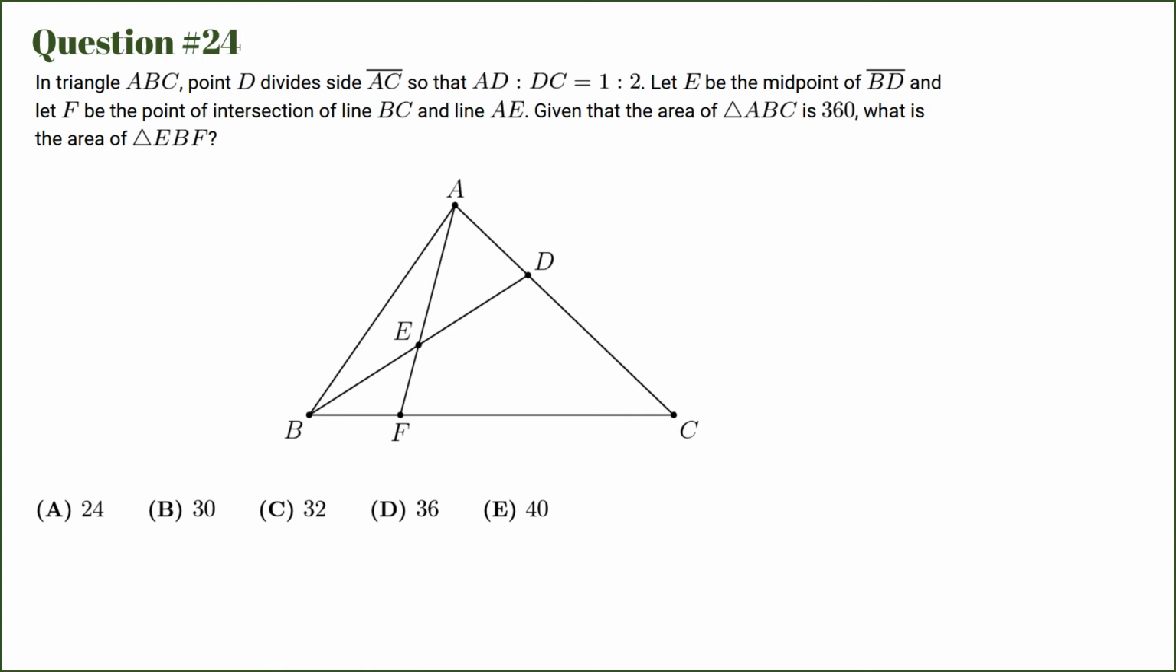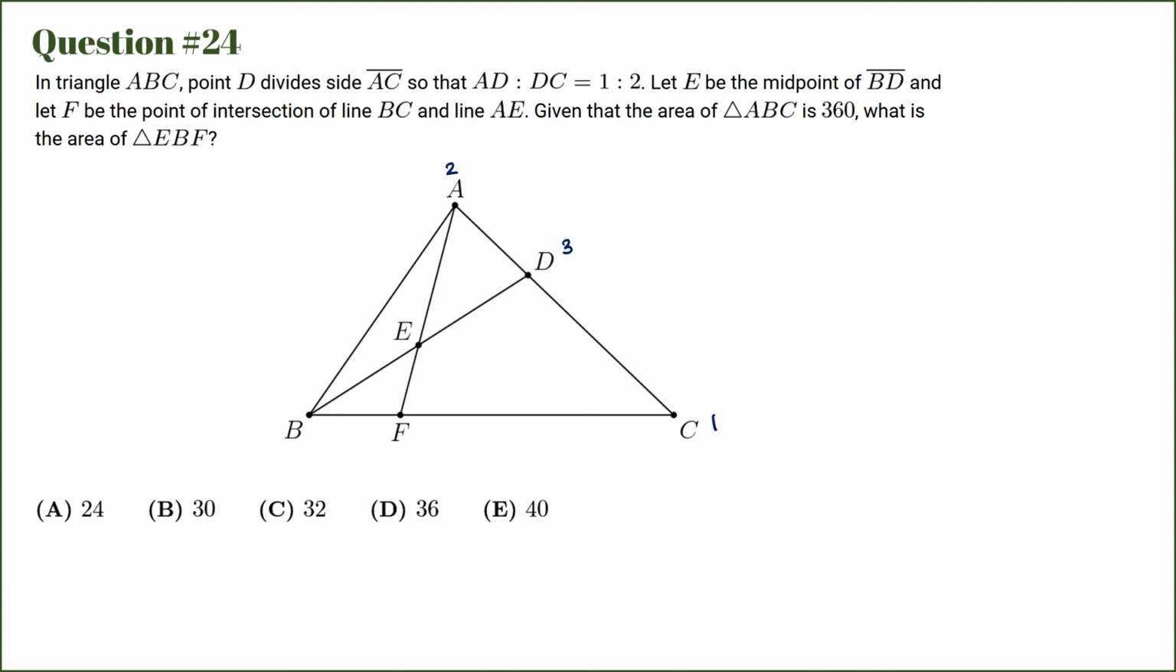Okay, so here we can use something called mass points, where you assign a certain mass to each point. So let's just do that. We can assign A a mass value of 2 and C a mass value of 1 because AD to DC is 1 to 2, and D a mass value of 3 because it's just A and C combined.